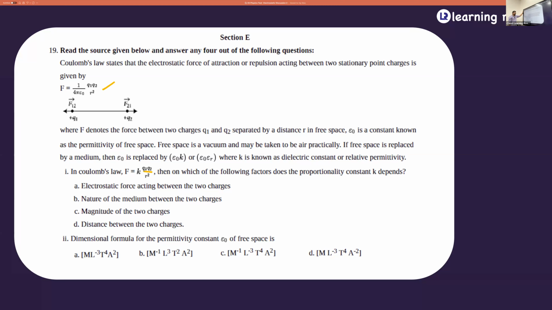First one, electrostatic force. It depends on the electrostatic force acting between the two charges. So one thing what we will do is we'll write K is equal to F into R square divided by Q1 Q2. Right? This is the first step we'll do. So what is it stating? K depends on the electrostatic force acting between the two charges. So what is the answer? Yes or no?